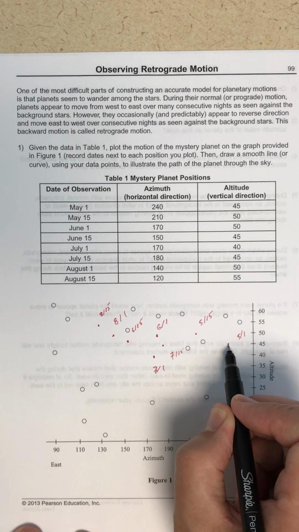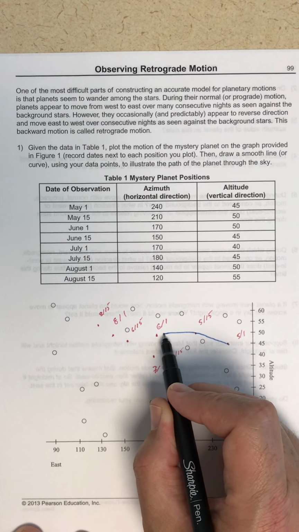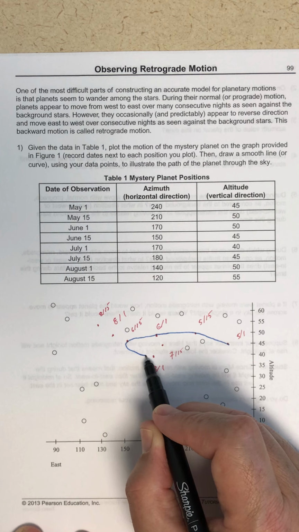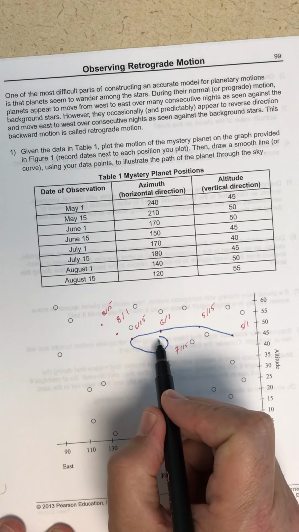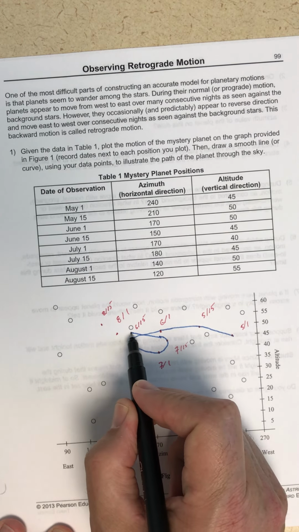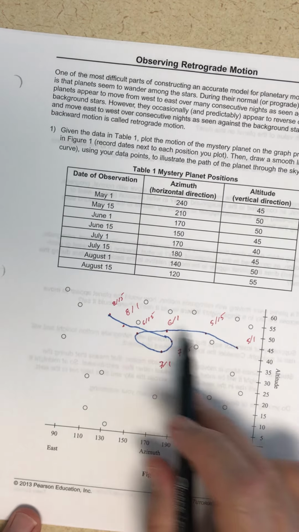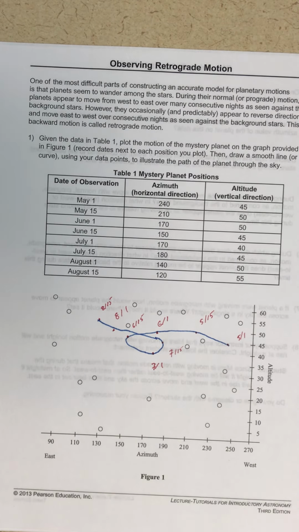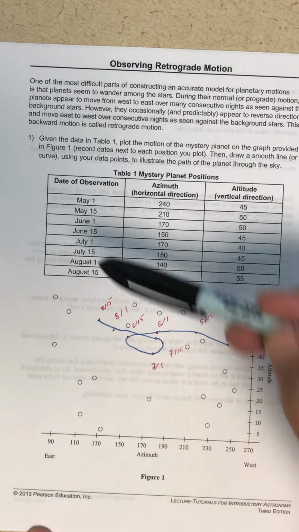So we're starting on May 1st, May 15th, June 1st, June 15th, July 1st, July 15th, and then August 1st, August 15th. So whoop, there's our little loop-de-loop. And then we have some questions to answer about this. And notice this is over a time scale of months.